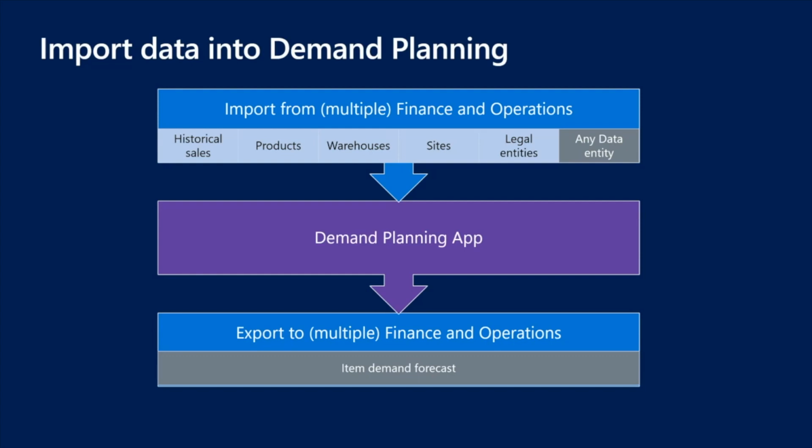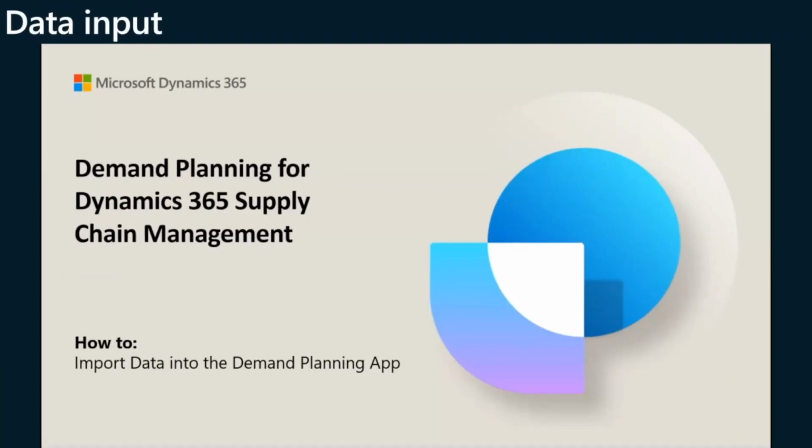Then you import that into the demand planning app, and then you can export. That result is actually the item demand forecast. That is the forecast for your specific product. So now we are going to see how to import data, a short video about it. This is one of the videos that you will see in the app, actually.